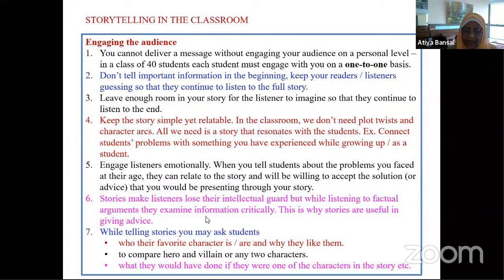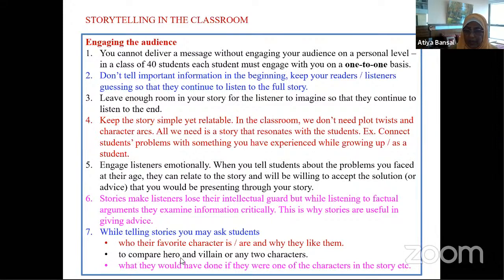Point number 7 is, while telling stories, the teacher may ask the students who their favorite character is and why they like them. So we'll put higher order thinking skills, comparing, evaluating also here. Plus, the listener will be able to think about the characters.